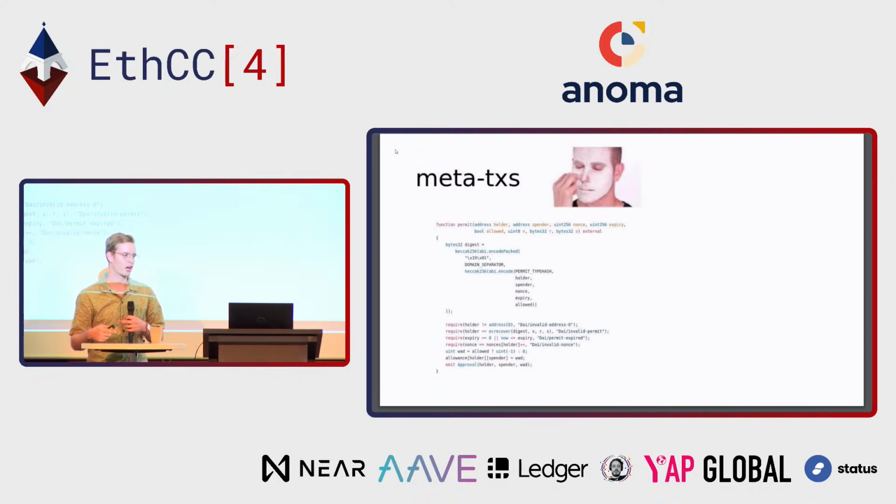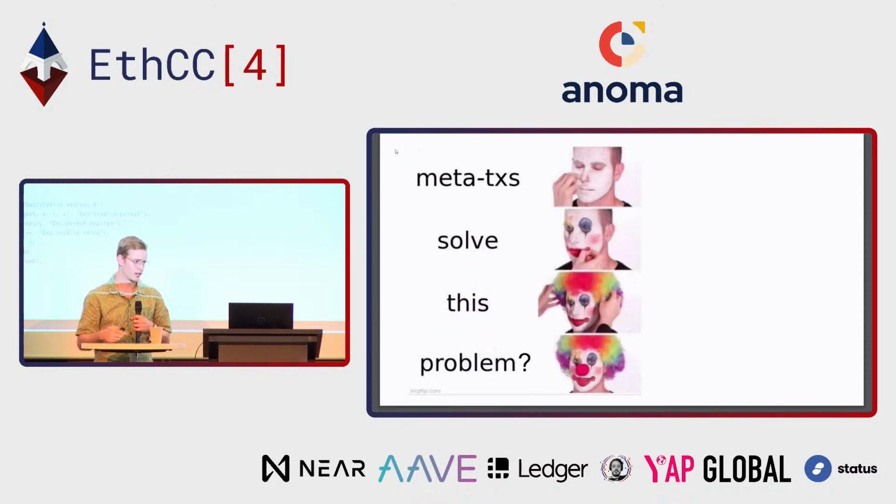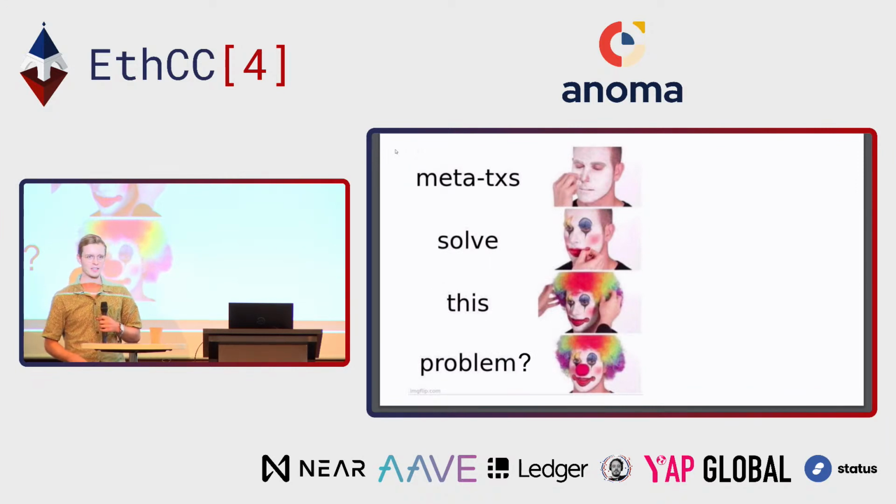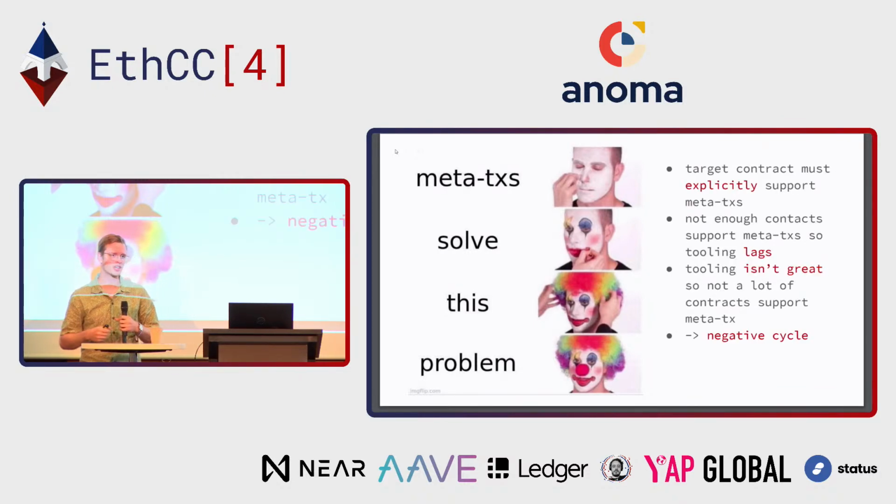And then they do an EC recover to figure out who was the person who signed it, to figure out who authenticated it, and then they add that approval in the token contract. And you can probably tell by this meme that I don't think that this solves this problem, but the joke is that I am the clown because I thought this was the solution in 2018 and I was a really strong meta-transaction person.